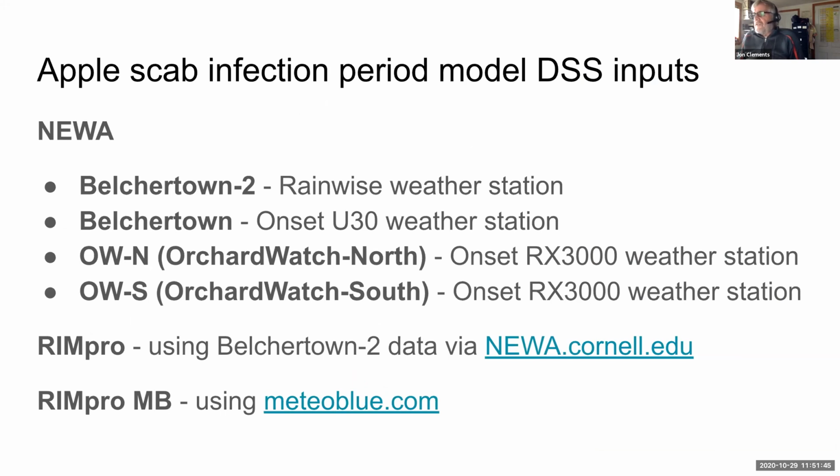Now all these are connected to NEWA, the Network for Environment and Weather Applications, which runs the DSS models based on these 4 weather stations. And I also was looking at RIMpro, which is a cloud-based decision support system that has the apple scab model. Plain old RIMpro was using the Belchertown 2, the rain-wise weather station sent to it by NEWA. And RIMpro MB was using MeteoBlue.com, a source of virtual weather data. So those were the apple scab infection period model DSS inputs.